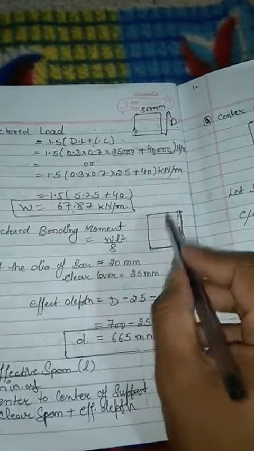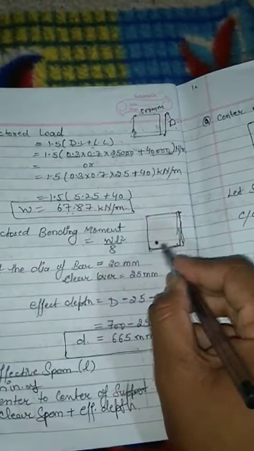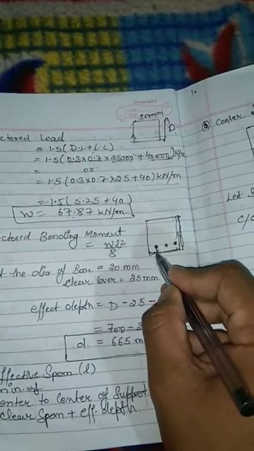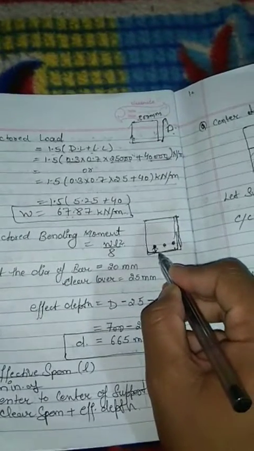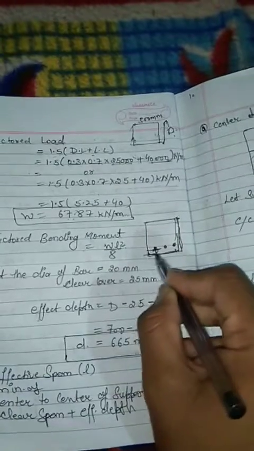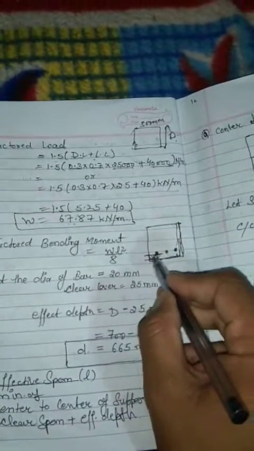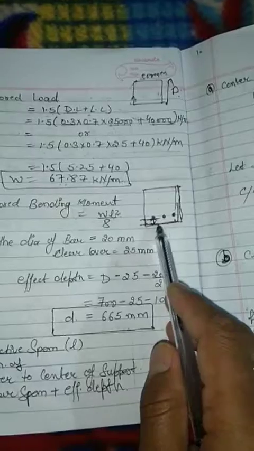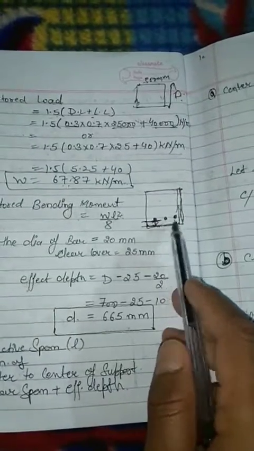So if it is the beam section, and here are the reinforcement that we are using, this is the clear cover that we are providing. From here to the end point, this is called your clear cover. If it is not provided, then we need to assume the clear cover for our problem.